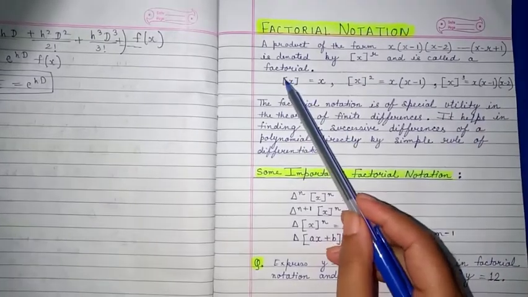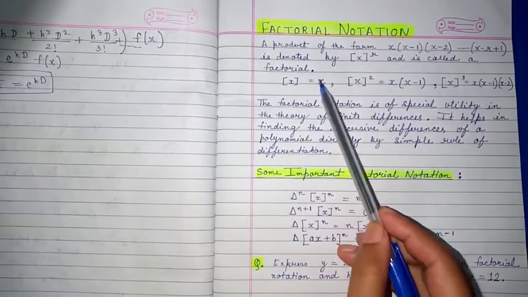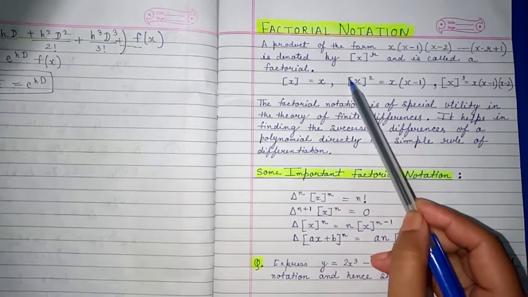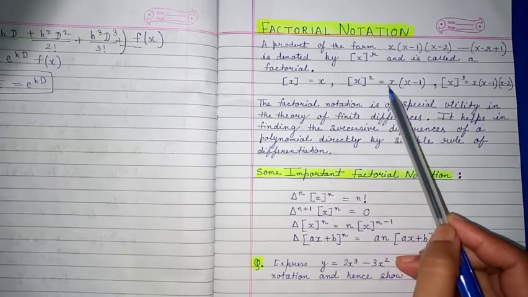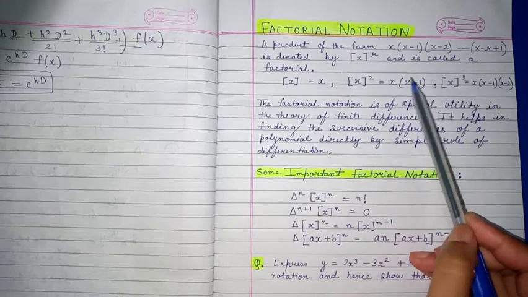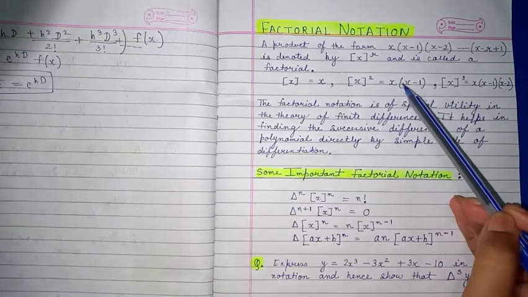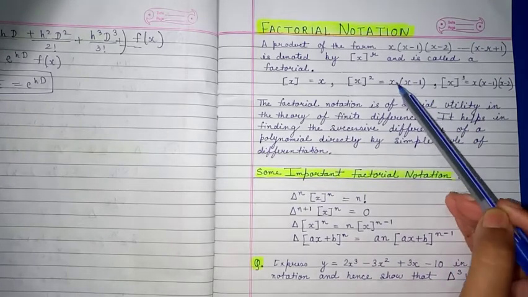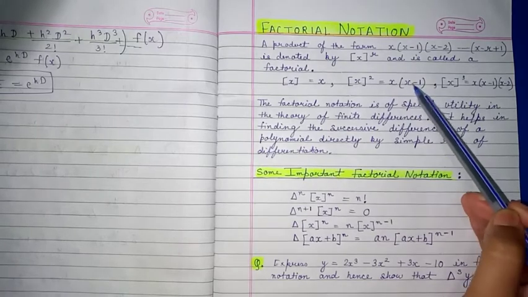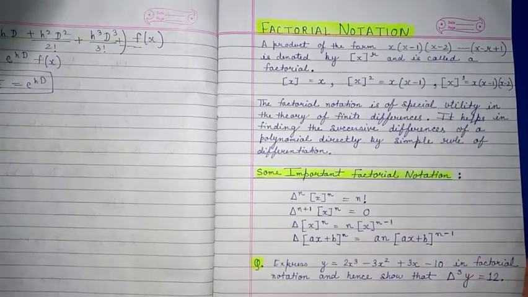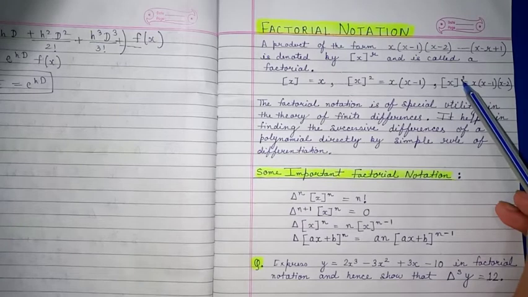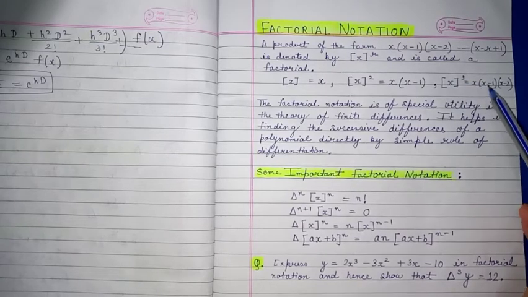So if x in the big bracket has power 1, it means x. If x in the big bracket is to the power 2, it means x times (x minus 1). See, if 2 is there, then we write two terms, x and x minus 1, the last term being x minus 2 plus 1, that is x minus 1. Similarly, if 3 is there, then we write 3 terms: x, x minus 1, x minus 2, and our last term is x minus 3 plus 1, that is x minus 2. So this is very important to understand.